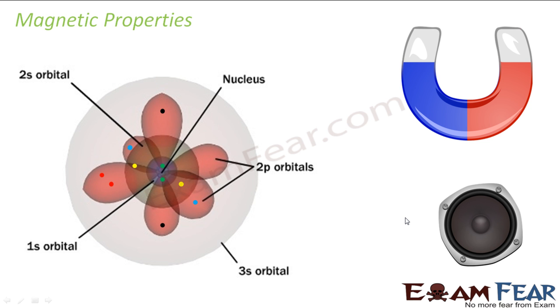Let's understand magnetic properties. Have you ever wondered why some substances behave like a magnet? They attract, and they're used in speakers mostly. If you look at any speaker, you'll see a black magnet there. Why does a magnet attract only iron, not plastic?